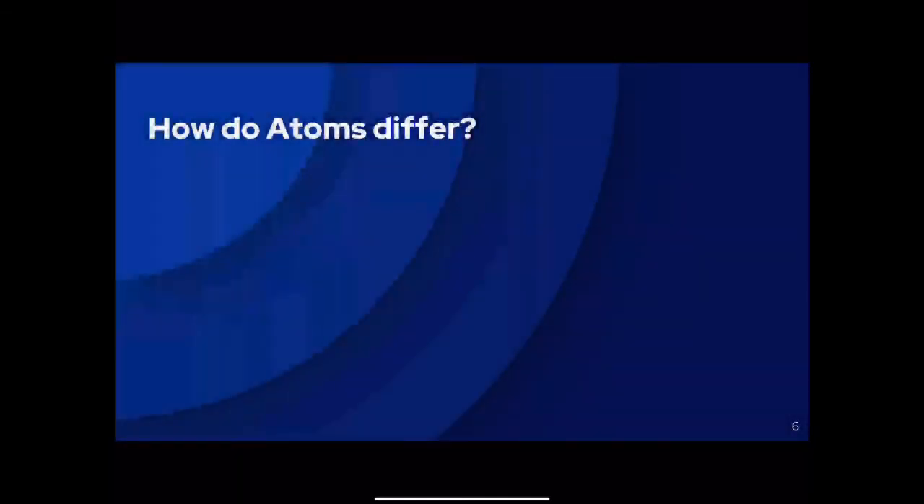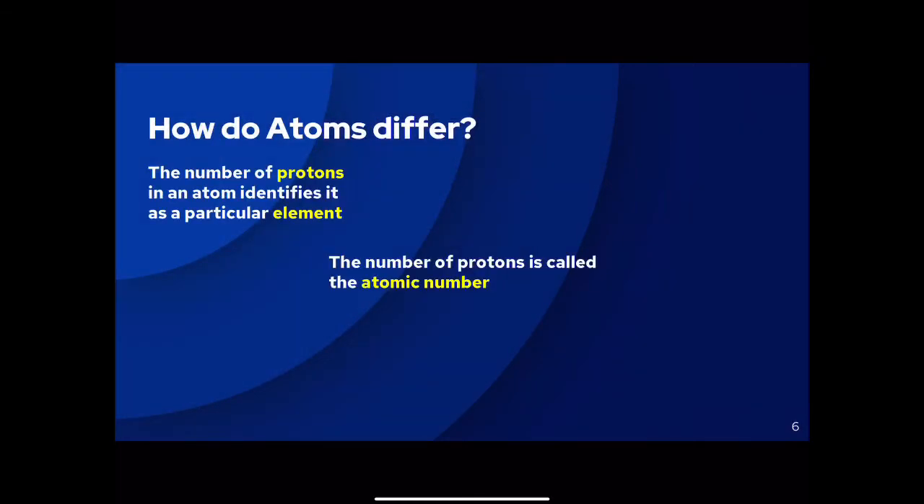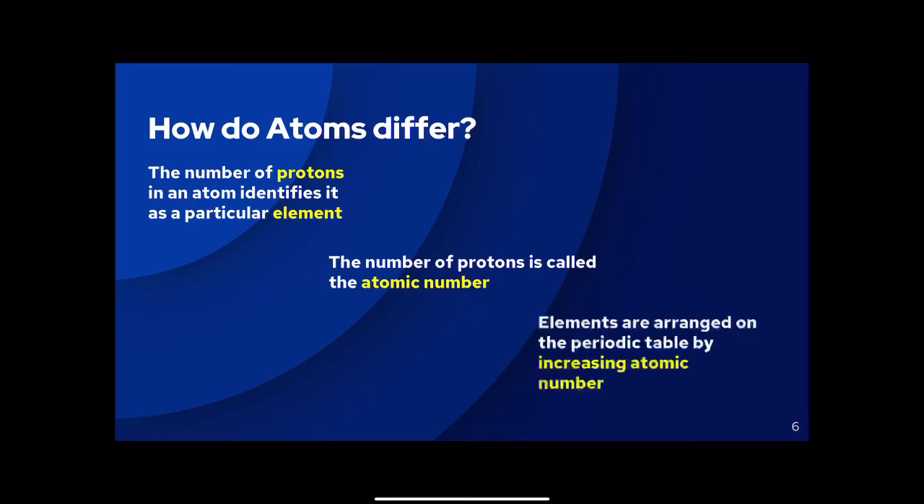So how do atoms differ from each other? The number of protons in an atom identifies it as a particular element. The number of protons is also known as the atomic number. And you'll notice when we look at the periodic table next that the elements are arranged on the periodic table by increasing atomic number, or increasing number of protons.